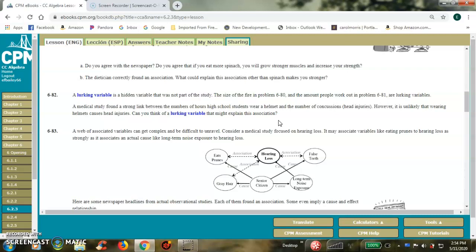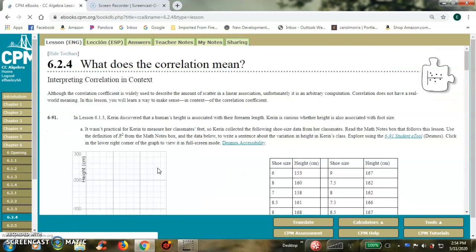Okay, so you guys, that's it on 623. Just the idea of paying attention to association not being causation, and getting the definition down of a lurking variable. All right, we're going to move along now to section 2.4. Section 2.4 is really about making sense of the correlation coefficient in regular daily situations, and we're going to focus on the meaning of R squared. And I think I said in the last video, that's really the last piece that we're going to be doing.